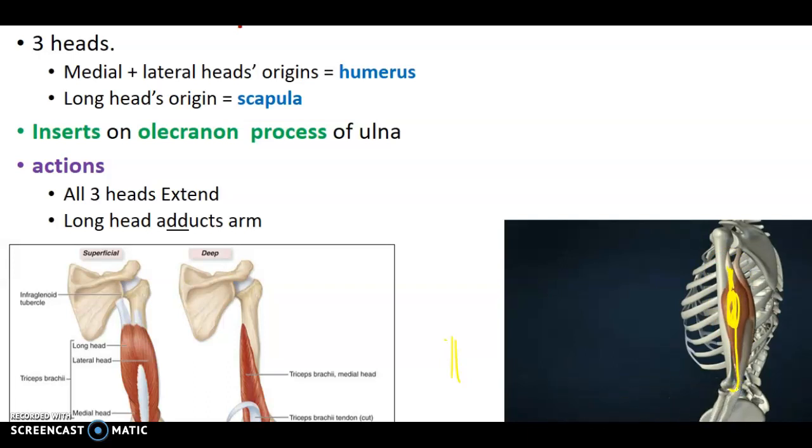So they're only going to have actions across the elbow joint. They're attached to the olecranon process. They are going to extend the lower arm. Now, the long head actually is going to go all the way up, and it attaches to the scapula. So it's going to actually have an action at the origin, bad muscle action at the origin. It is going to adduct the arm. Again, it's one of the 75,000 adductors of the arm. And the poor deltoid's pretty much the only abductor.